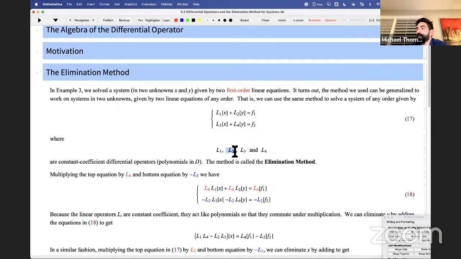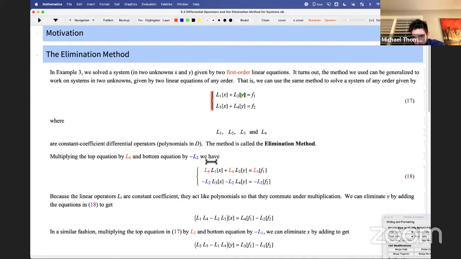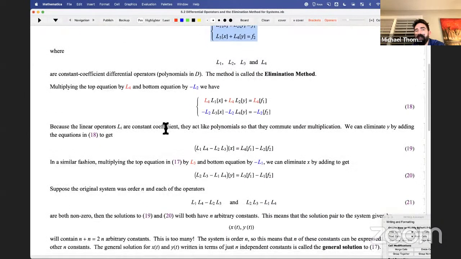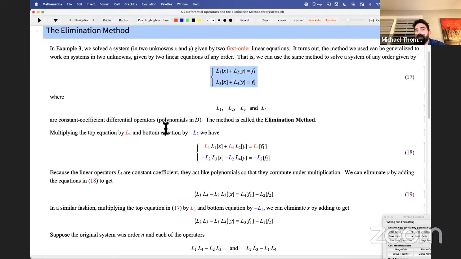Okay, that's D to the fifth. We haven't worked with that. That's a fifth order derivative, right? So that would be a derivative of order 5 in there. So imagine that L1, L2, L3, and L4 are just polynomials in D, and I don't care about the order. They don't have to be first order. So we can use the elimination method to solve the system no matter what the order is, using the same technique we used in that example above.